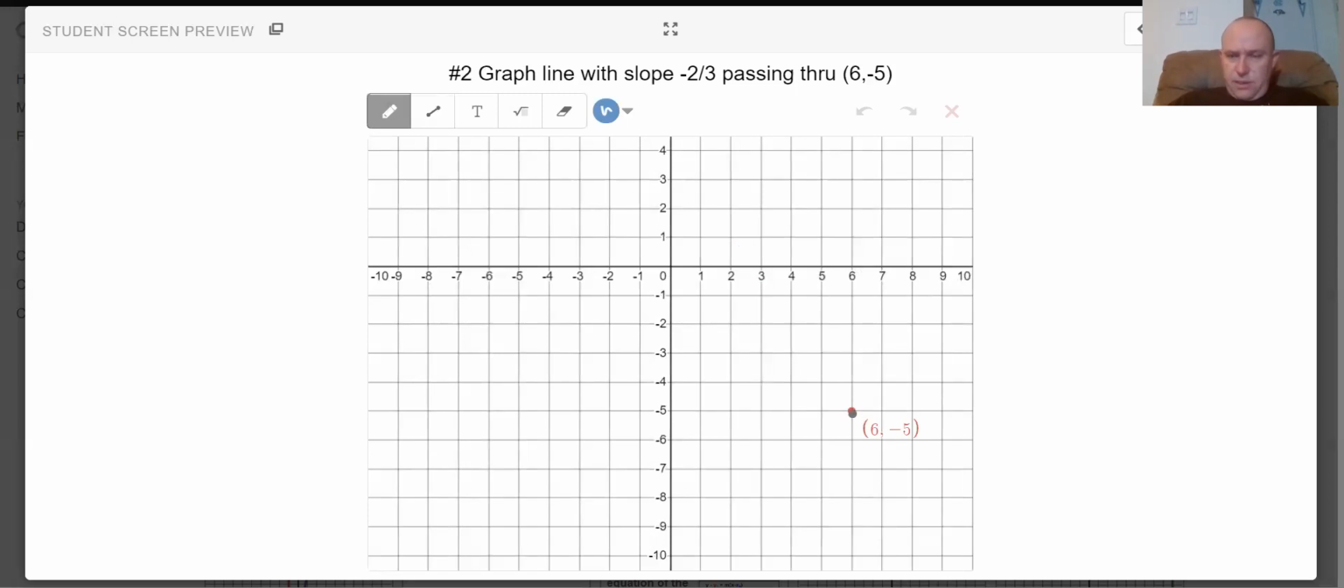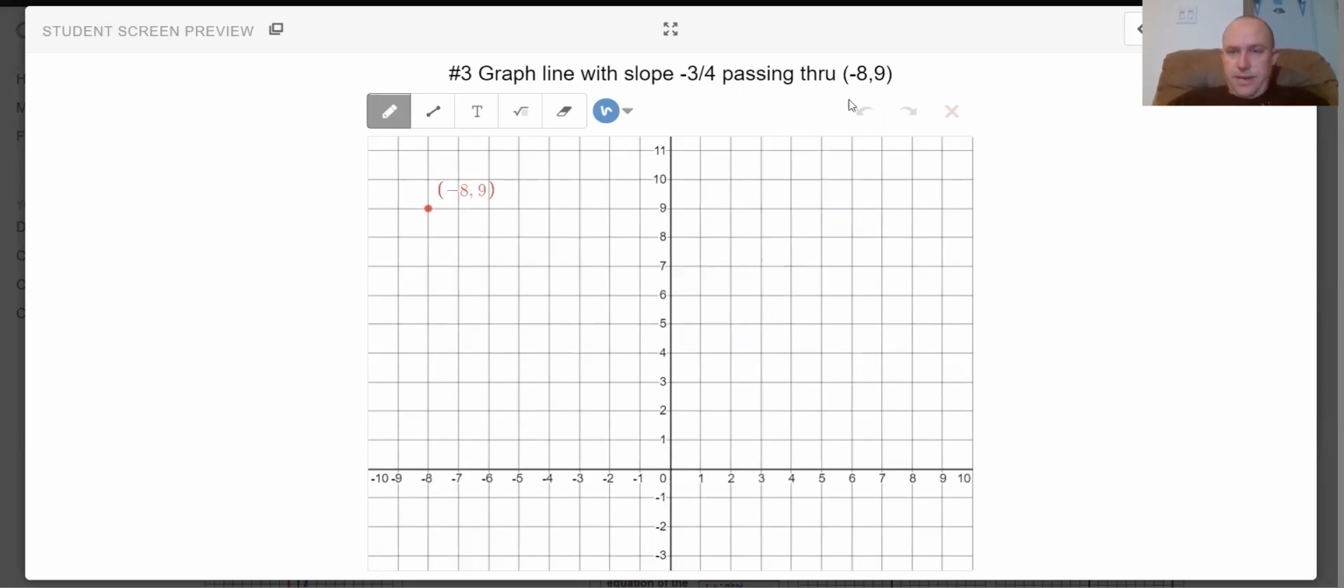Slope of negative 2/3. So that means I go down 2 and across 3. And once again, I'm moving away from the axis, so I'm going to go backwards for this one. So I'm going to go up 2 and left 3, up 2 and left 3. And as I put my line in, you can see that the intercept is negative 1. So my equation would be y equals negative 2/3 x minus 1. So once again, much quicker than trying to do this by algebra.